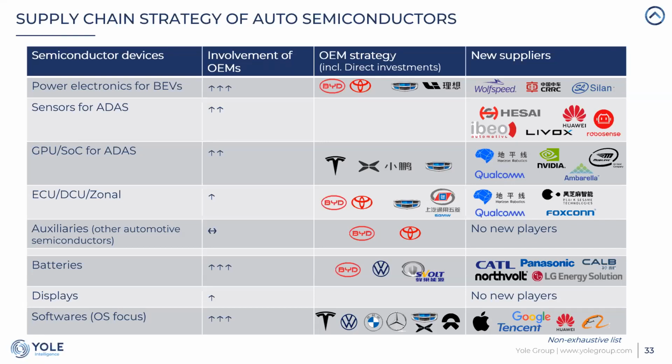In this chart, you can see what the strategy of the OEMs has been, and what the investment has been for the different semiconductor devices. So you can see that for power electronics and software, and also batteries related to electrification, there's a strong involvement of OEMs. And companies like BYD, for example, are strongly involved in power electronics, but also ECU, auxiliary, and battery. And we also see new suppliers coming from semiconductors, offering semiconductors for the automotive industry. That's the case for Qualcomm or Foxconn, LG, or even Google, Huawei, Alibaba, or Apple, which are currently developing software for the automotive industry.